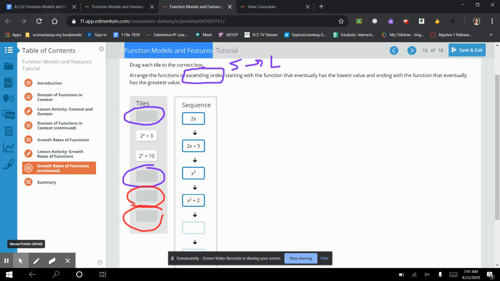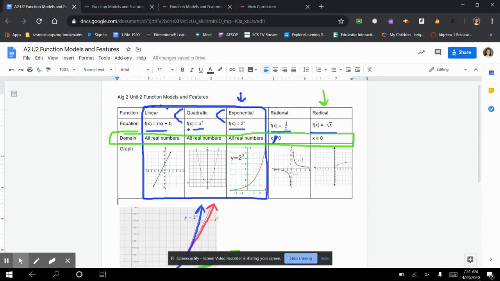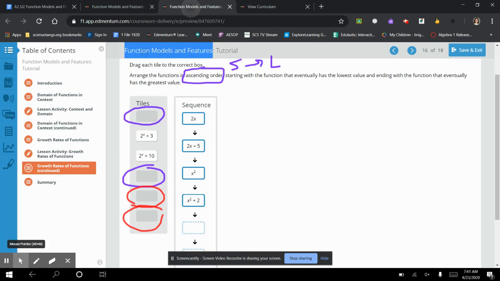And then lastly, the larger functions, or the functions that end up having the larger value in the long run, are going to be our exponential. And they are going to be the things that have a number to the x power. Anytime you have x as an exponent, that is going to be an exponential function. So then looking at the two that we have left, we've got 2 to the x plus 3 and 2 to the x plus 10.